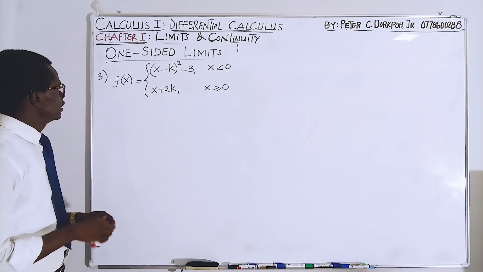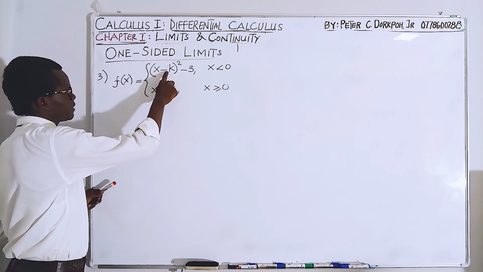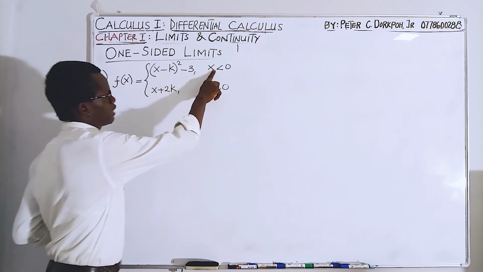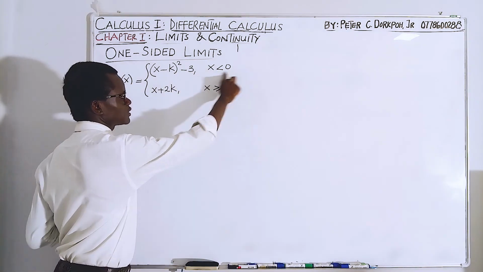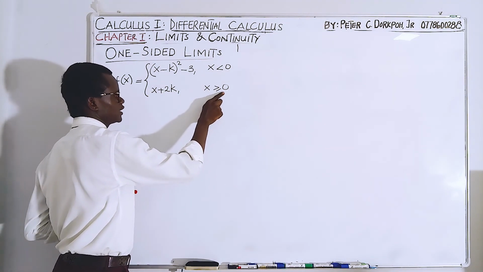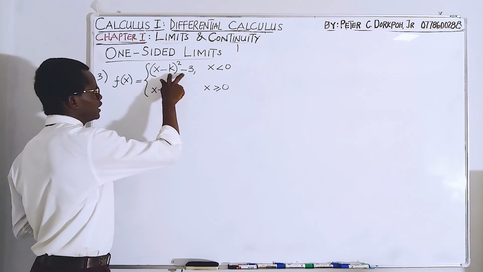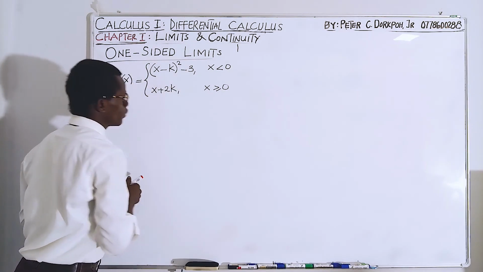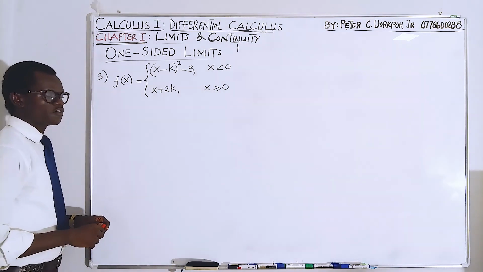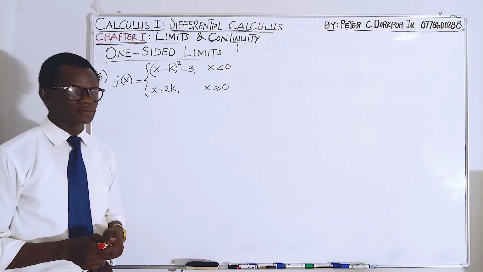Question number 3 says the function f of x is equal to (x minus k) all raised to the second power minus 3, when x is less than 0. It means this is the left hand. And x plus 2k when x is greater than 0. This side is the right hand limit. So when the left hand limit and the right hand limit are equal, we refer to the function as a function whose limit does exist.